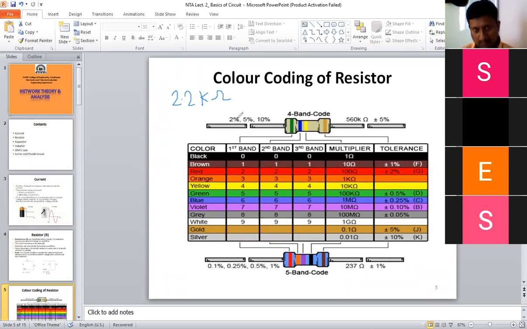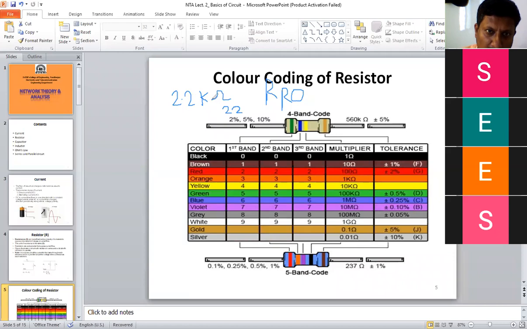Red, orange. Red, very good. Red, orange. Okay, so first of all, 2 means what? Red. Next, this 2 means again red. So 2.2K means what? 2.2K means 2200.